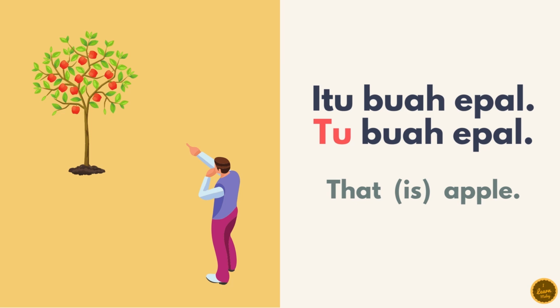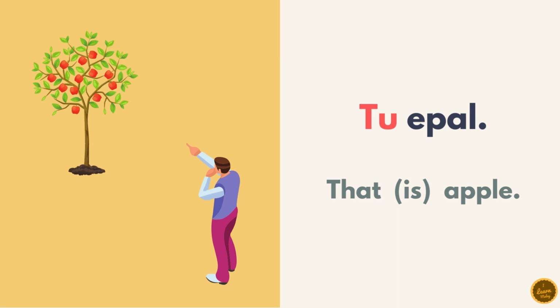Literally, itu or tu means that. Buah is fruit and apple is apple. In Malay, as I have informed you previously, there is no to be verb. So you need to put the to be verb in English to make a proper sentence. And in this case, is. That is apple. Or colloquially, you could definitely drop the word buah and answer it like so. Tu apple. To mean the same, that is apple.